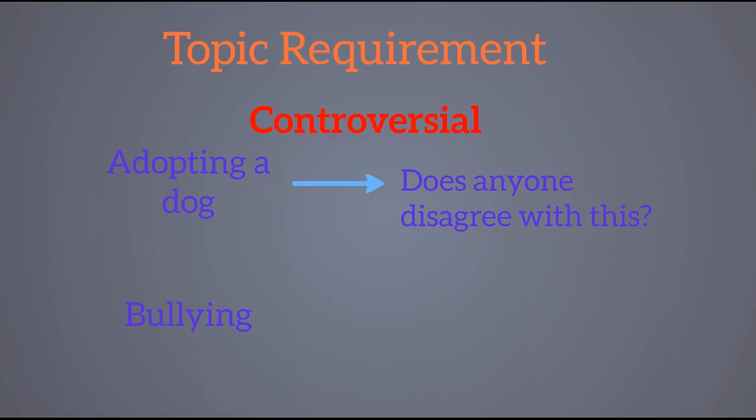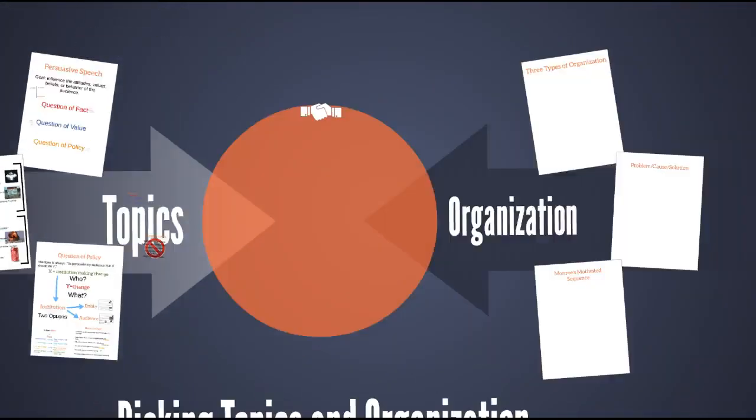Most people agree that bullying is wrong, right? And you're not going to convince a bully in a 5-minute speech that all of a sudden they should change their life. So again, if no one disagrees with that, there's no point in actually doing it. So it has to be something that's controversial. You have to know that at least a portion of your audience disagrees with this.